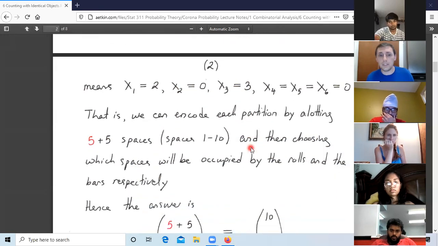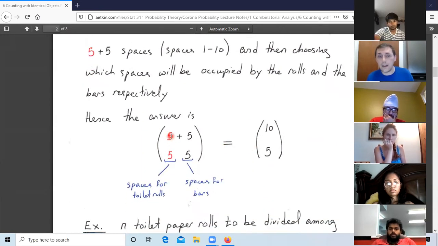So the answer can be given as follows, right? So 5 plus 5, those are the spaces. 5 spaces will be occupied by toilet paper rolls and 5 spaces by the bars. And then I have this dragon situation here, right? So I have two dragons. One is the dragon that will eat spaces assigned to toilet paper. So toilet paper is one type of dragon requiring 5 spaces, and there is a bar dragon, which requires also 5 spaces. So we have 5 spaces going to toilet paper rolls and 5 spaces going to bars.